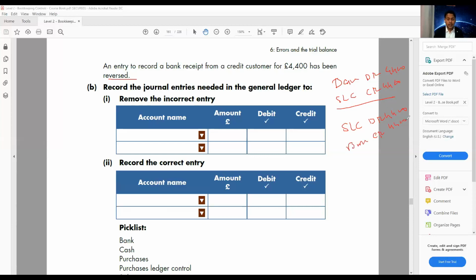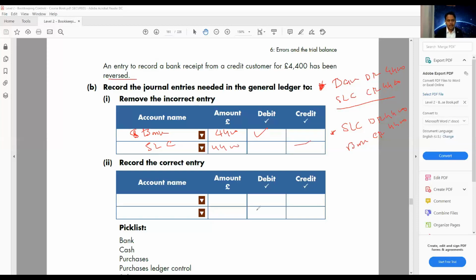Rather than decreasing the customer balance, I'm increasing it. I'm asking for more money. How am I going to correct this now? So I'm going to remove the incorrect one. That's my incorrect one, isn't it? With the original entry. Sorry, that's my incorrect one. So I'm going to remove the incorrect entry. How am I going to remove that? So I'm going to make bank, sorry, let's write the debit side first. Bank 4,400 debit and sales ledger control 4,400 credit, isn't it?